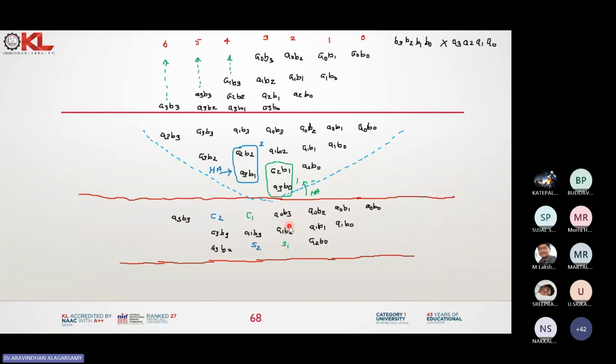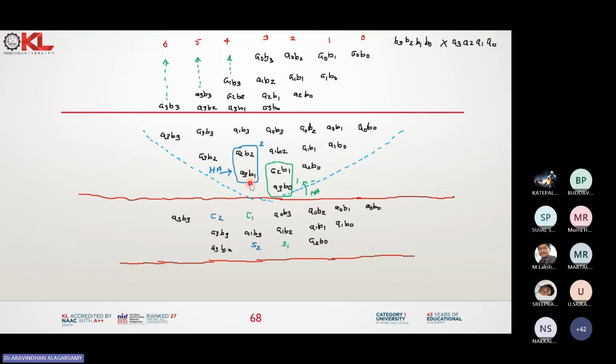Yes, sir. Okay. Once sum is available, where will the carry go? The carry will go to the next stage. Once the sum is available, the sum will be taken out and the carry is going to the next stage. So I can write carry 1 because of this sum. So I will write carry 1.